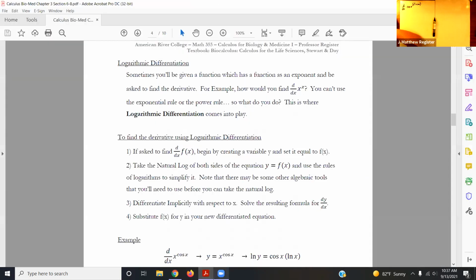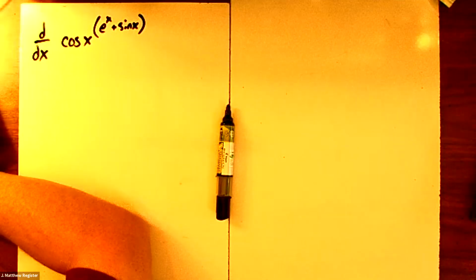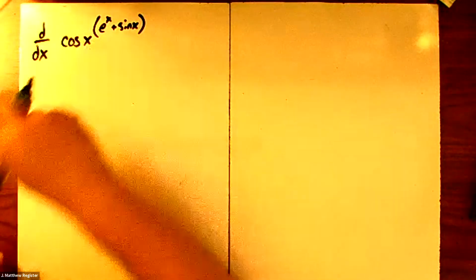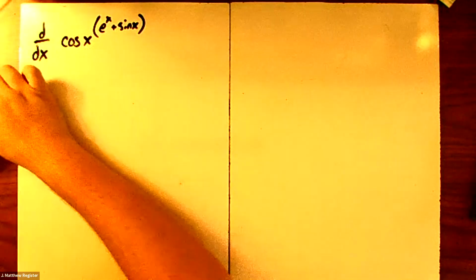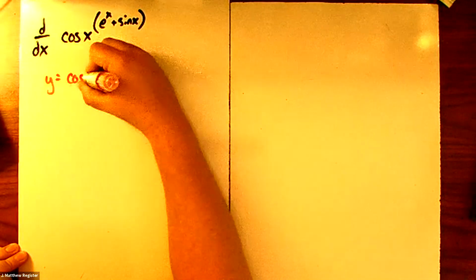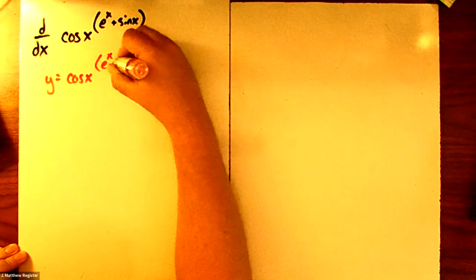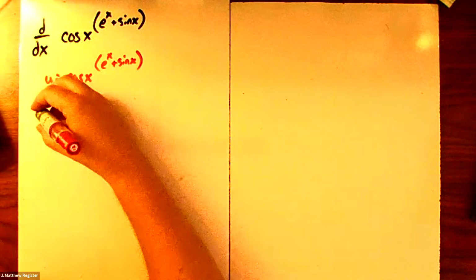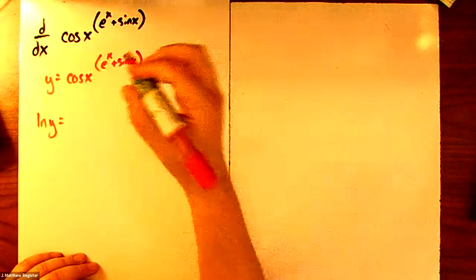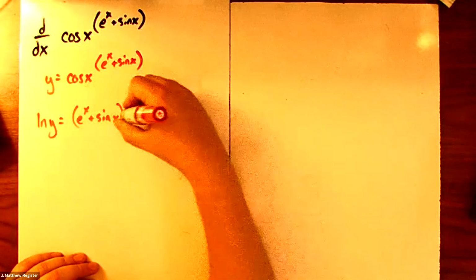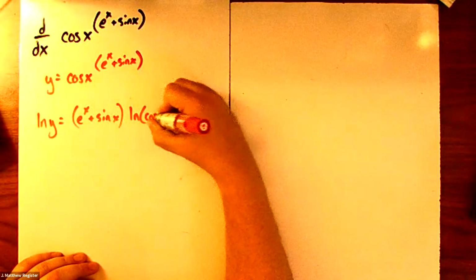But let's see if we can actually calculate this. And so let's stop the share. There we go. In order to figure this out, we would start by saying, let's let y be equal to that stuff. And so y equals cosine of x to the e to the x plus sine of x. Now we would take the natural log of both sides. And so that's going to give us e to the x plus sine of x times natural log of cosine of x.